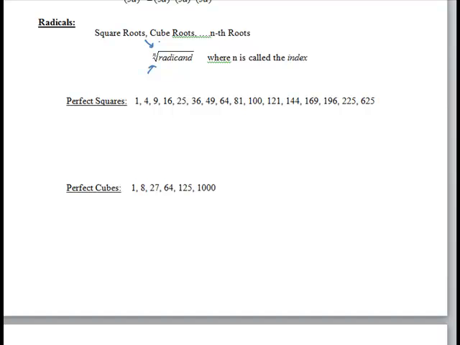Any index other than 2 must be written. In other words, square roots, you do not have to show the index. For instance, if I gave you the square root of 5, this radical, the radicand is obviously 5, but an index is not shown, which means it's automatically 2 or automatically a square root. Any index other than 2 must be shown. For instance, the cube root of 5.